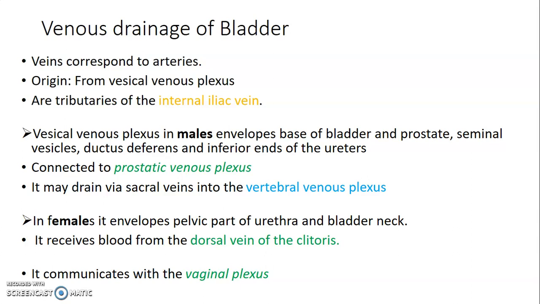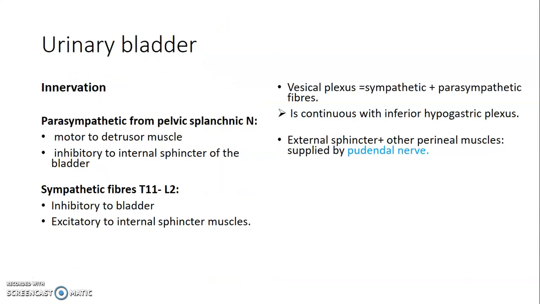the vesical plexus envelops part of the urethra and the bladder neck and also receives blood from the dorsal vein of the clitoris. This vesical plexus in females communicates with the vaginal plexus. So the vesical plexus in males communicates with the prostatic plexus, and in females with the vaginal plexus, and in both they can communicate with the vertebral venous plexus.